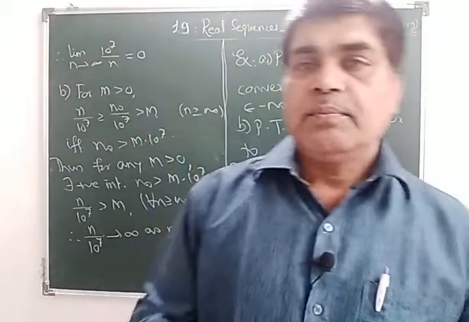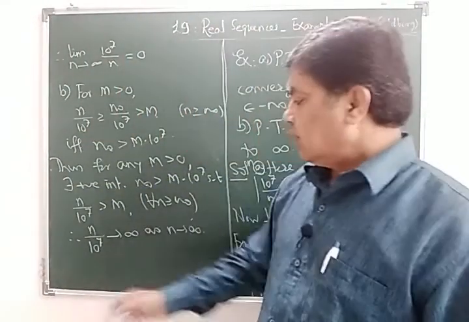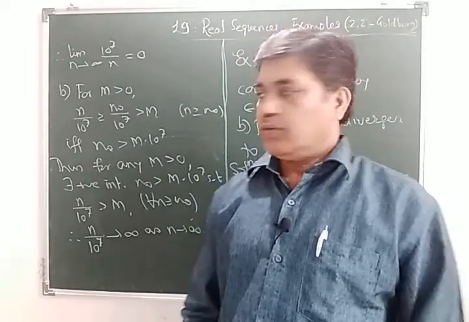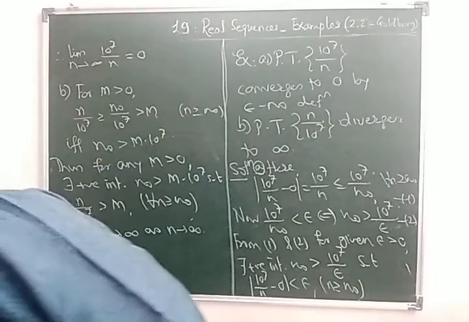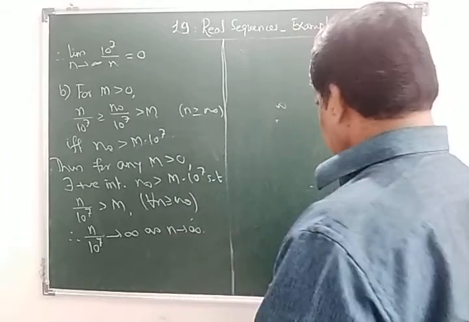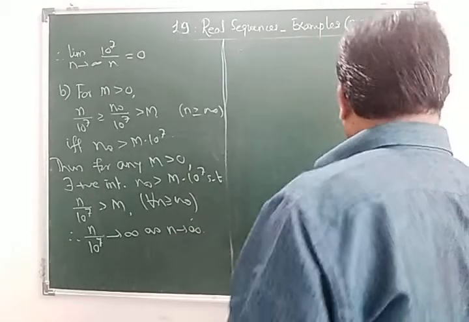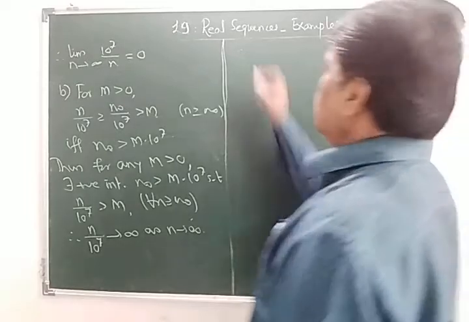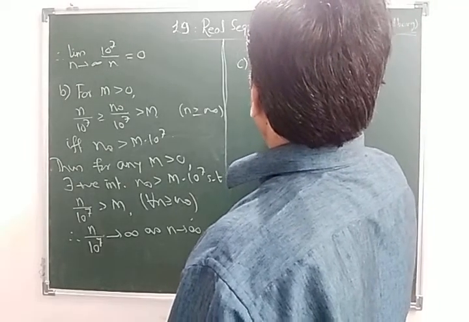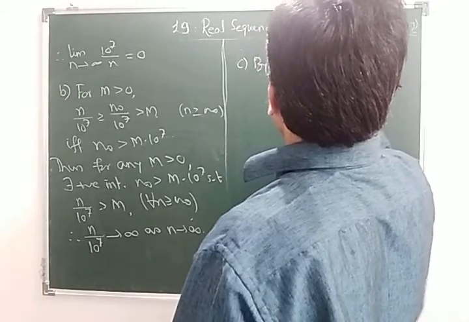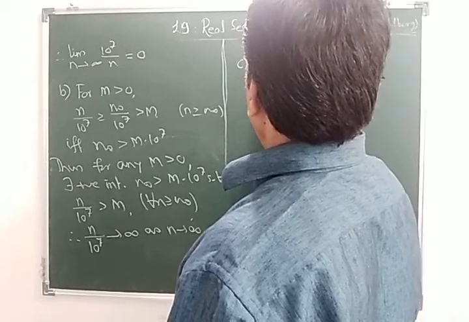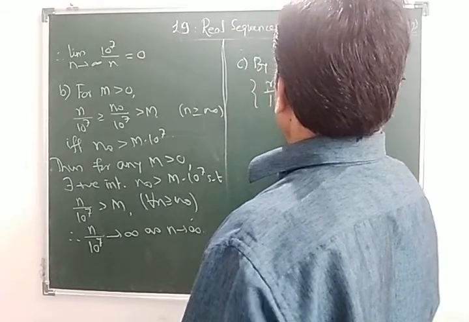If somebody asks, by the epsilon n naught definition, show that n upon 10 raised to 7 has no limit: see, it approaches infinity, so it is a divergent sequence. C part: by the epsilon n naught definition, show that n upon 10 raised to 7 has no limit.